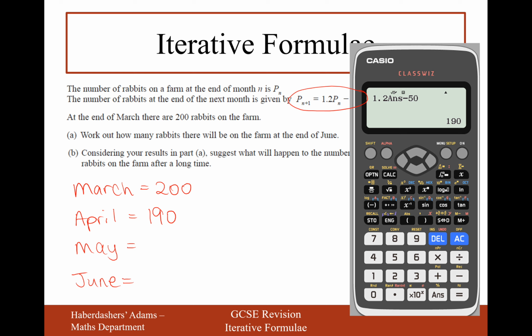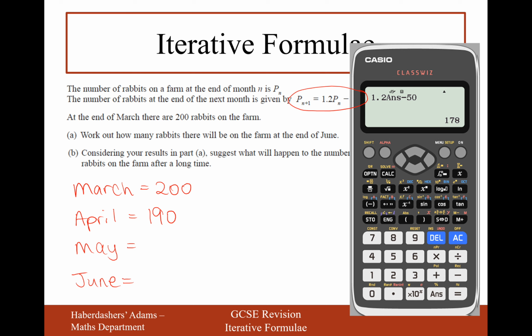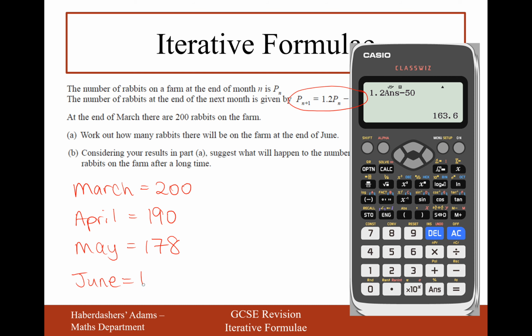And then you just keep on pressing equals, because now 190 is the current value of the answer. So don't type out your formula again, just press equals, and you'll be at 178. Then press equals again to get the next month, and you'll be at 164 rabbits when you round appropriately. So it'll be 164 rabbits on the farm at the end of June.